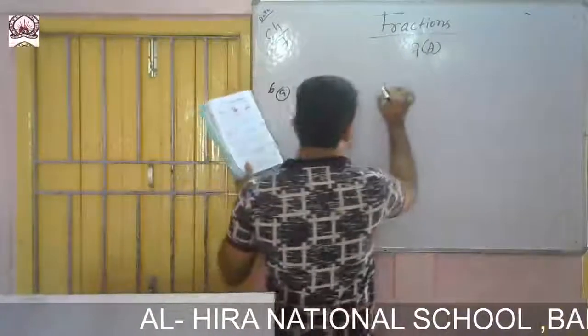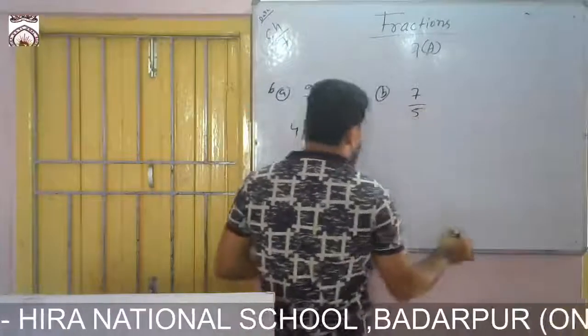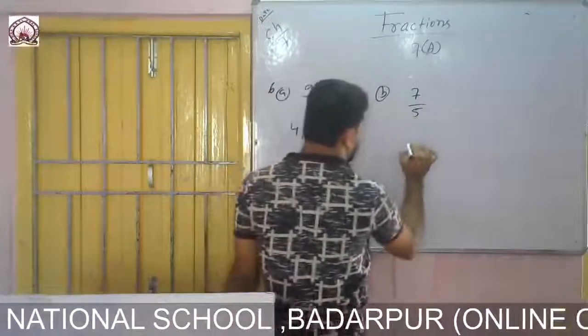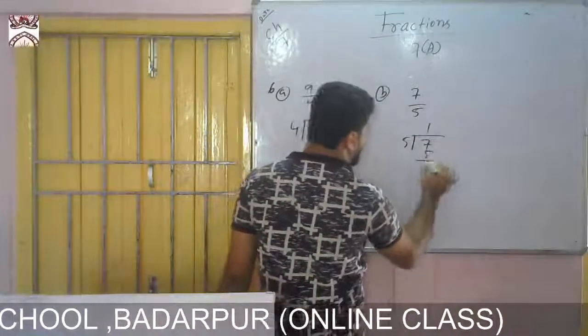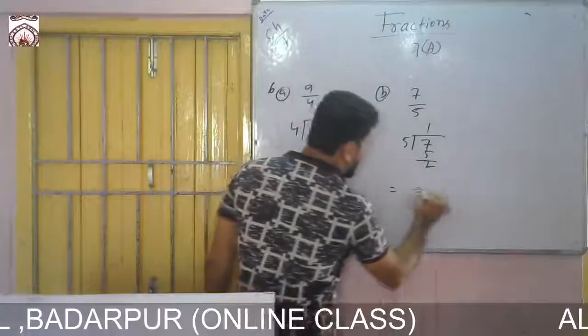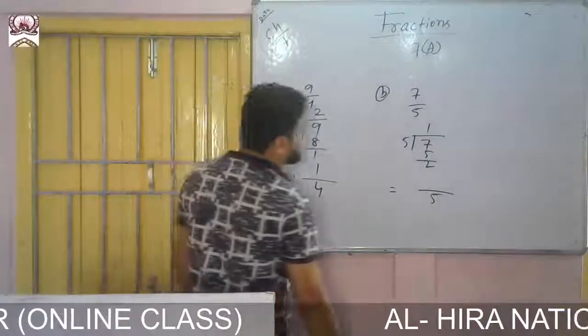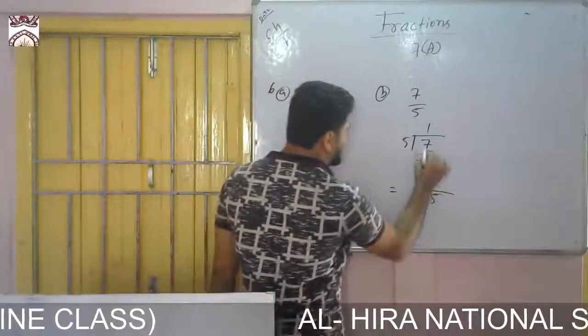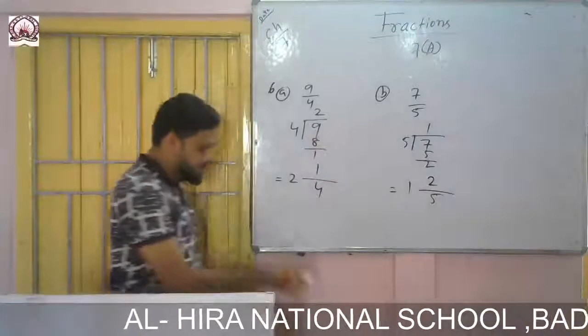Now come to question number B. What is there? 7 by 5. So 7 by 5, how? You see, divide this one. 5 1s are 5, 5 2s are 10. Remainder 2. So this will come as the divisor, and this one as the natural number, and these 2. Okay. So 1 2 by 5.